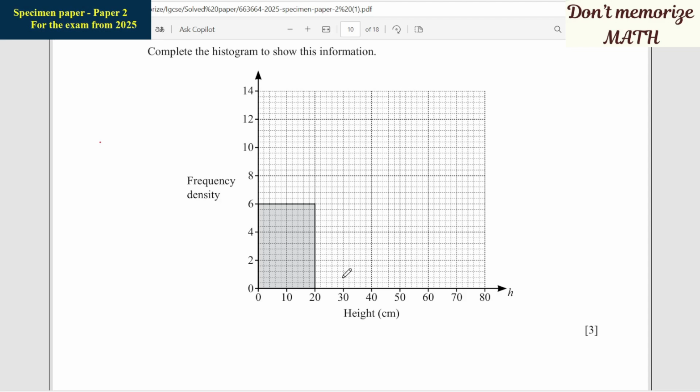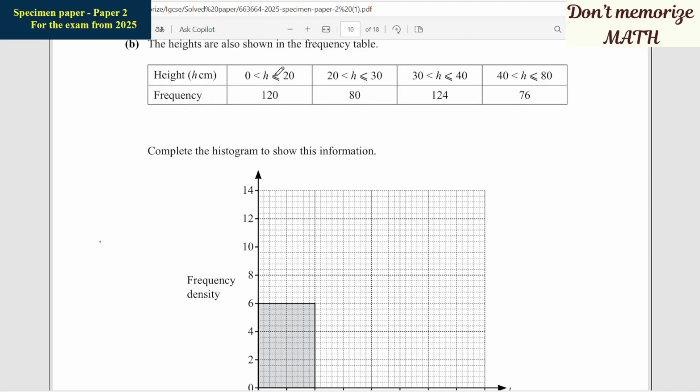So in the histogram they have given frequency density and height. Okay, in the table they have already given height, but here they have given frequency. But what we need is frequency density. So by using this data we will find the frequency density. Okay, let's see frequency density. For the first one, frequency density is 6. So let's see if we are getting the same here or not.